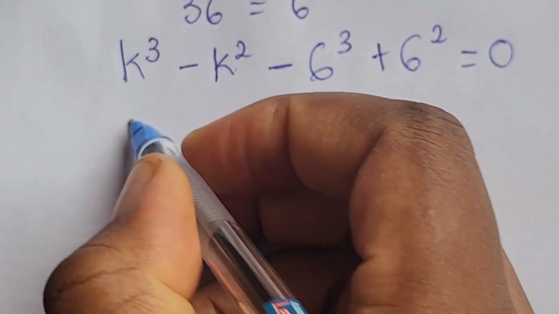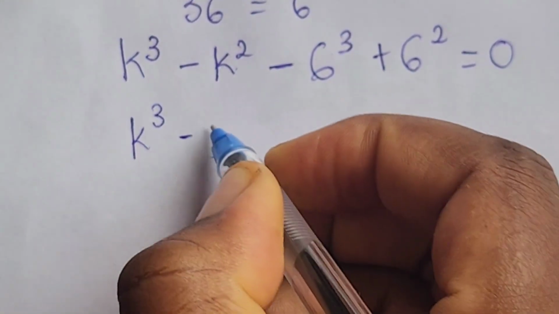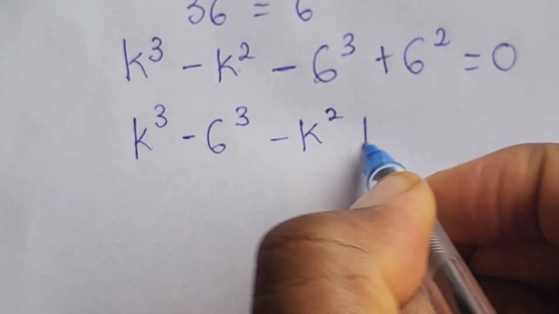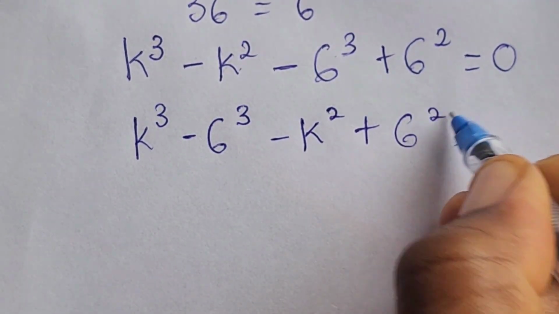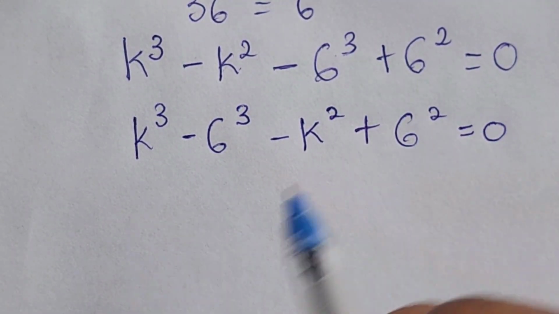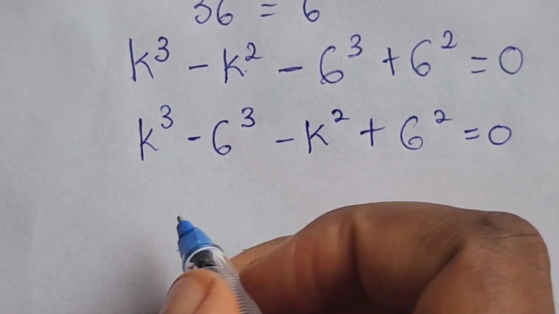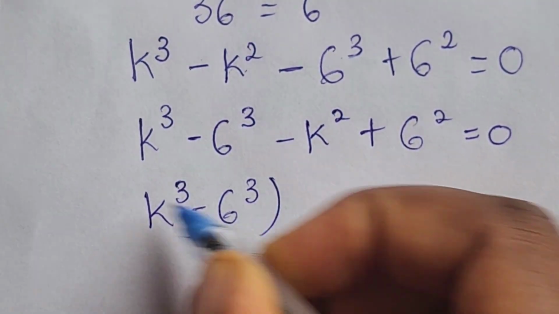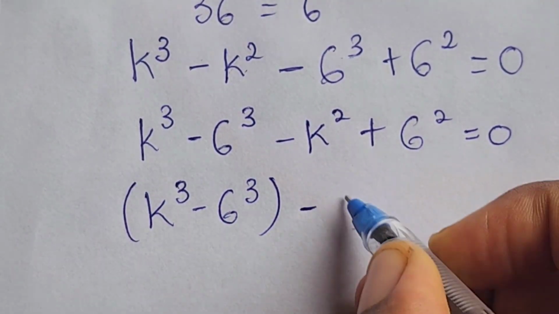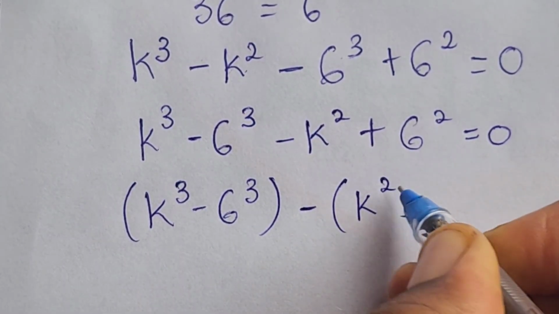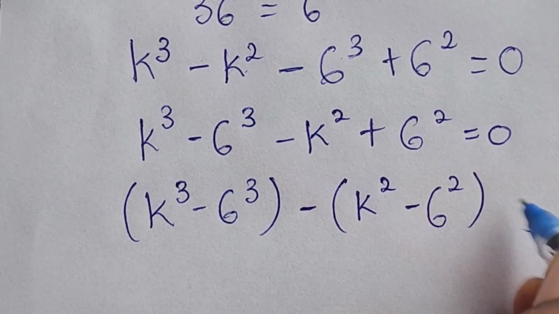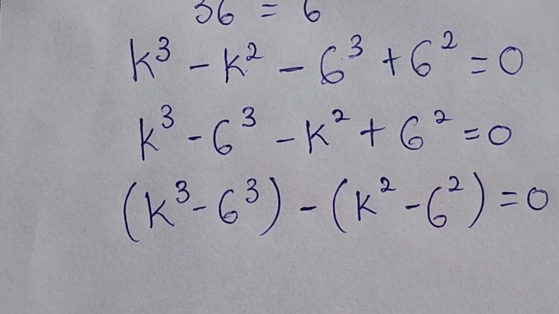We have k to the power of 3 minus 6 to the power of 3 minus k squared plus 6 squared equal to 0. So this gives us k cubed minus 6 cubed minus we have k squared minus 6 squared to be equal to 0.